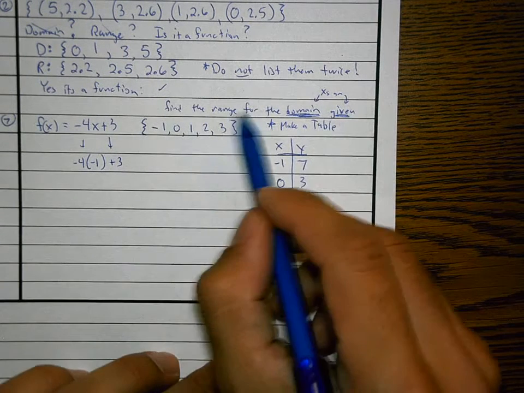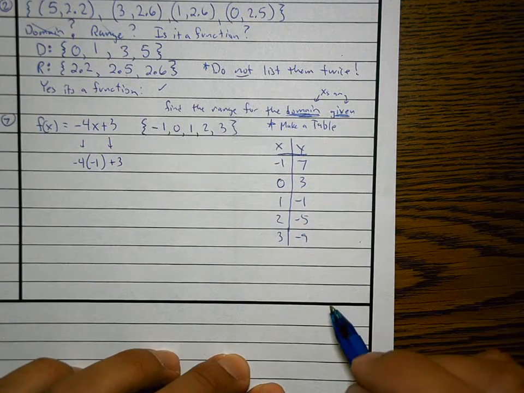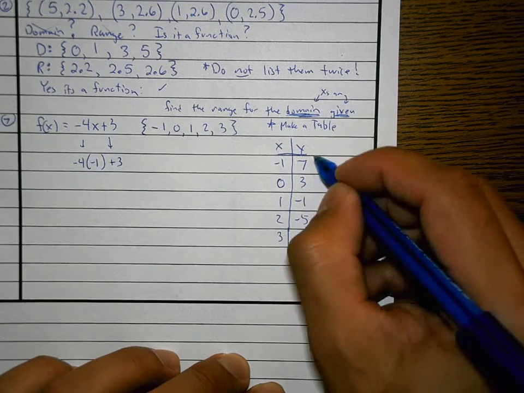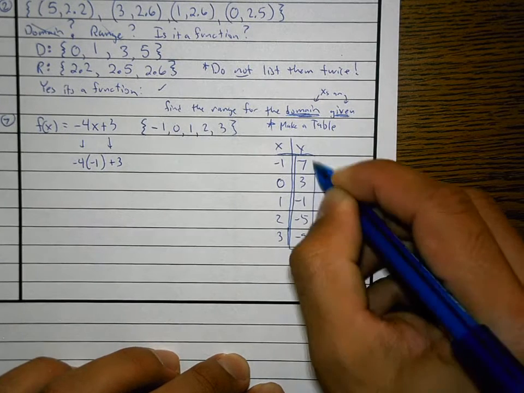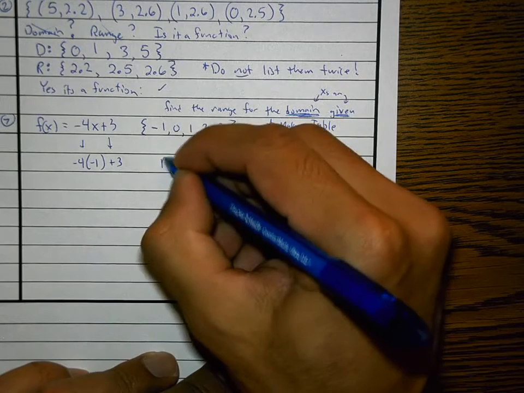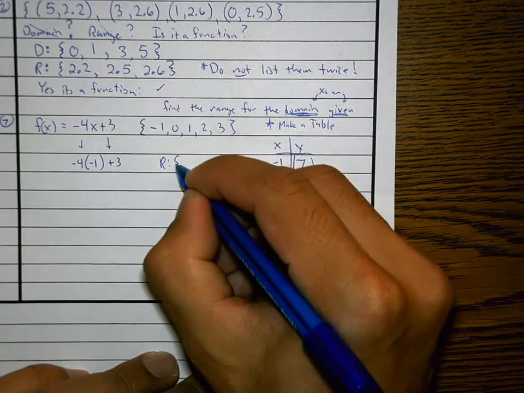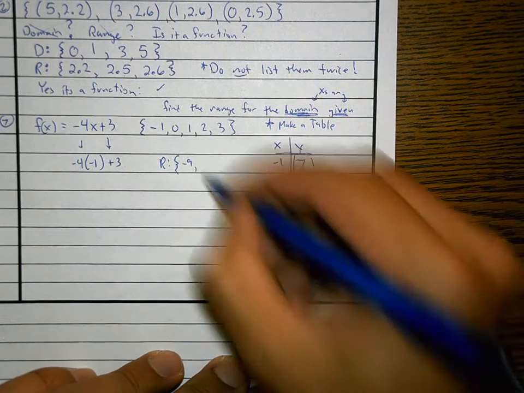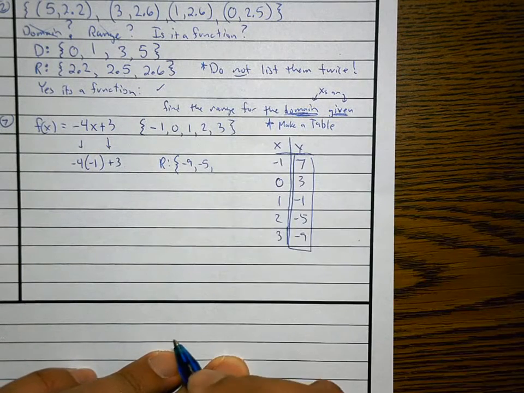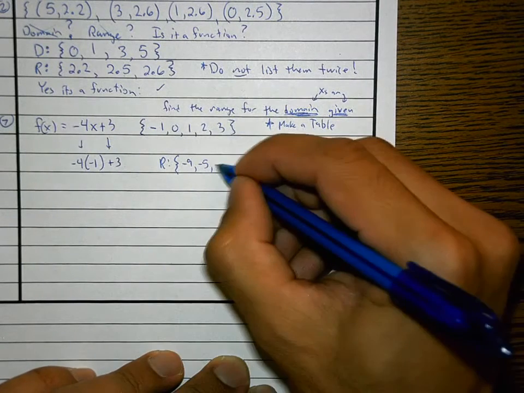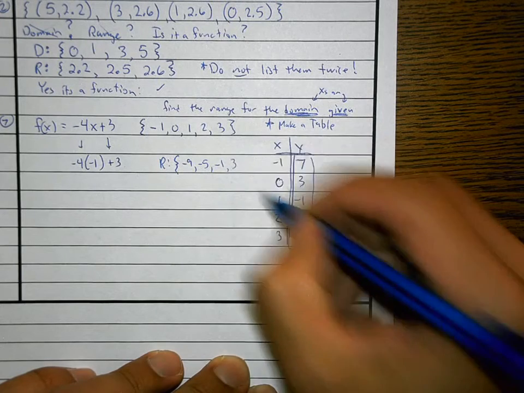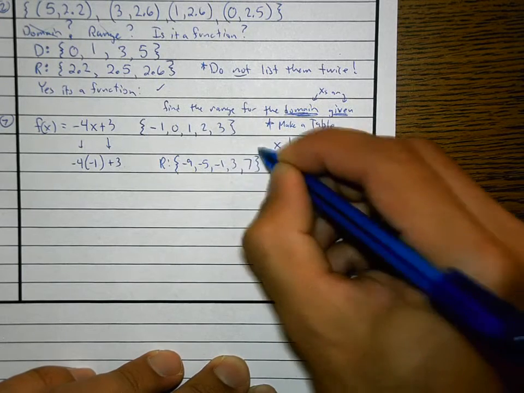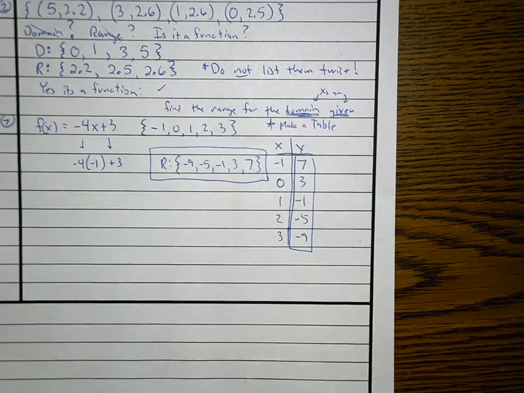Find the range for the domain given. Do I know what the range is? Which one's the range? Y. So now I just go like this, and I could put down that my range is smallest to largest, negative 9, negative 5. But it's not in order. It is in order because it's smallest to largest. 3, 7. Here's my range. It's my range of numbers right there.